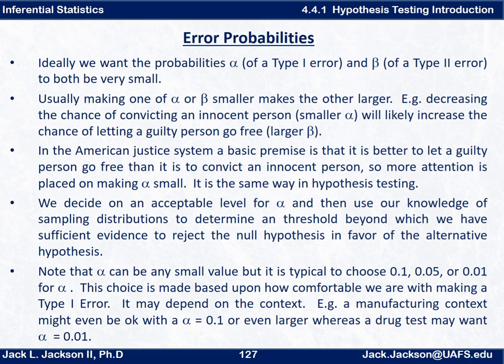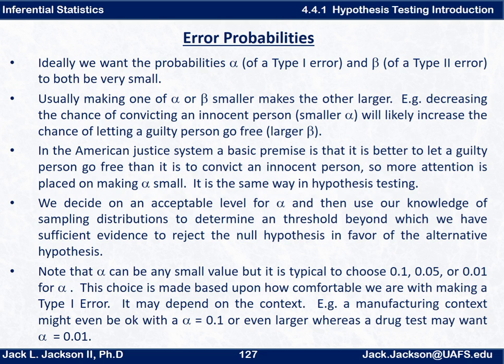So which is more important, alpha or beta? Well, whether you agree with it or not, many people will say in the American justice system, a basic premise is it's better to let a guilty person go free than it is to convict an innocent person. So more attention is placed on making alpha small. You may or may not agree with that premise, but that's the way it's set up, and it's certainly the way it's set up in hypothesis testing. So in hypothesis testing, we're mainly concerned about controlling the size of alpha.